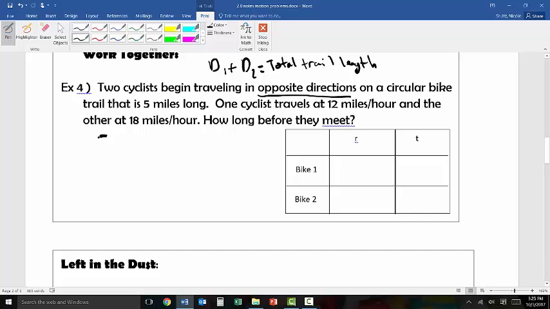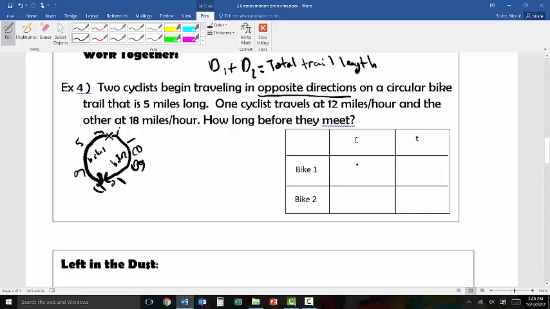So just to draw a visual, one biker would travel this way. The other would start in the same spot, but they would travel this way. So let's not forget this whole circular trail is 5 miles long. So whatever bike number 1 rides, going from here to here, and whatever bike number 2 rides, together they make up the whole 5 miles. So that one can be a little tricky.